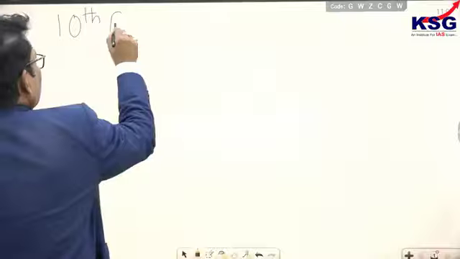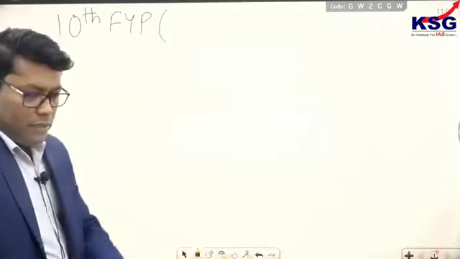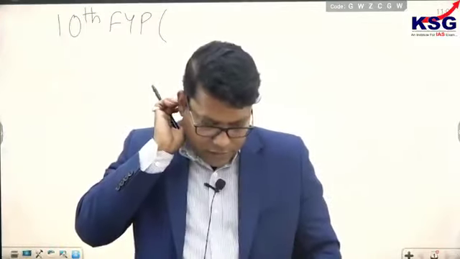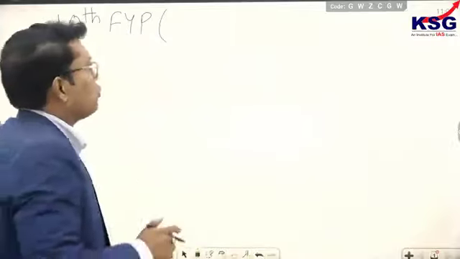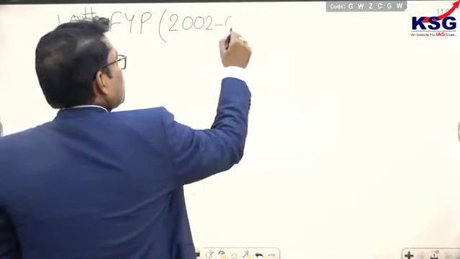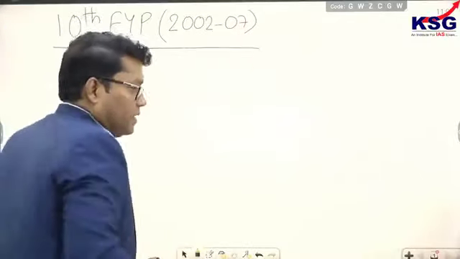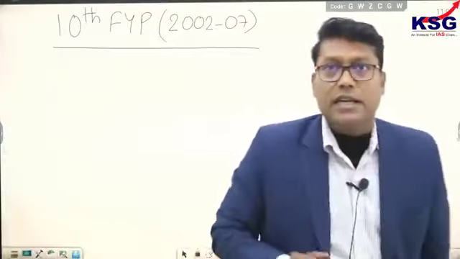10th 5-year plan. 9th we completed. Fine. So we are going for the 10th 5-year plan, 2002 to 2007. So this is the period when the 10th 5-year plan was implemented.